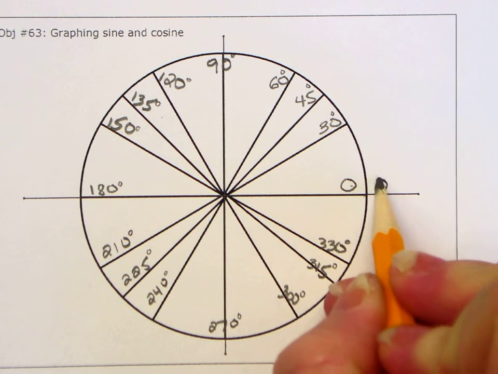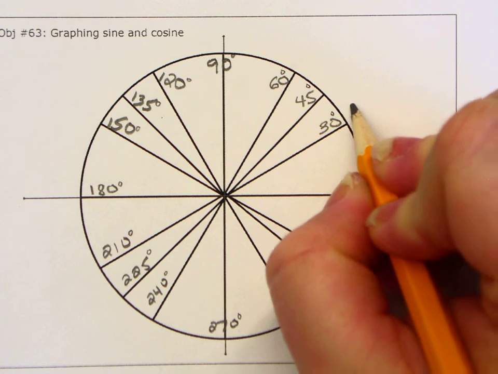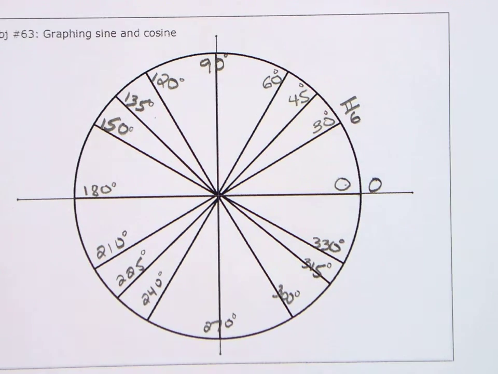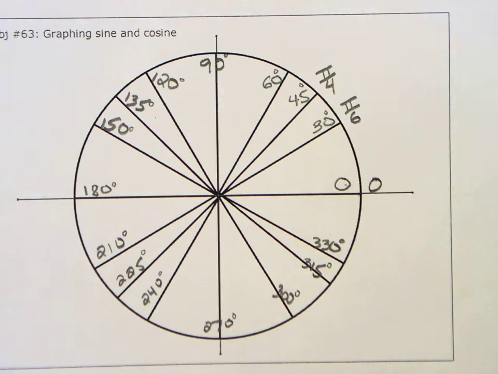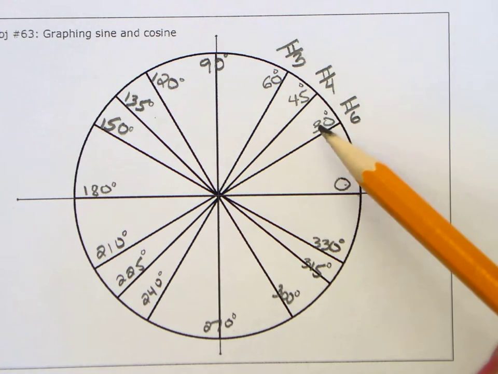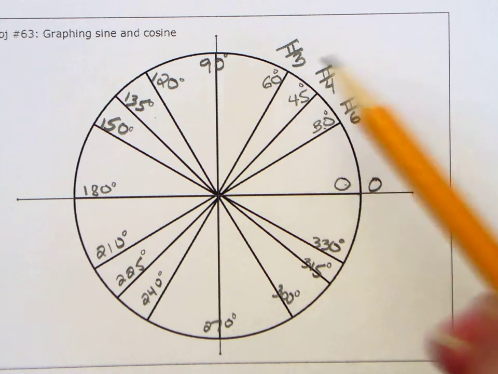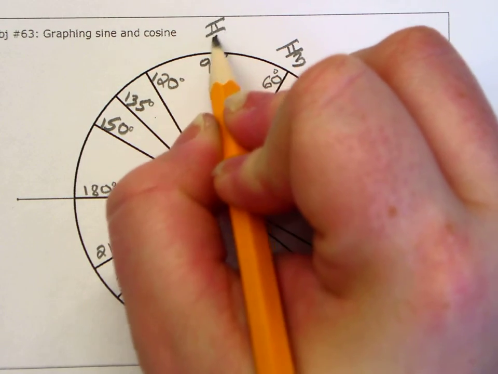0 is still 0, okay? 30 degrees, what's that? That's pi over 6. Right? 45 degrees is pi over 4. 60 degrees is pi over 3. One way I remember this, the 30 and the 60, they switch. The 30 has the 6, the 60 is the 3. 90 is half of 180, so that's pi over 2.